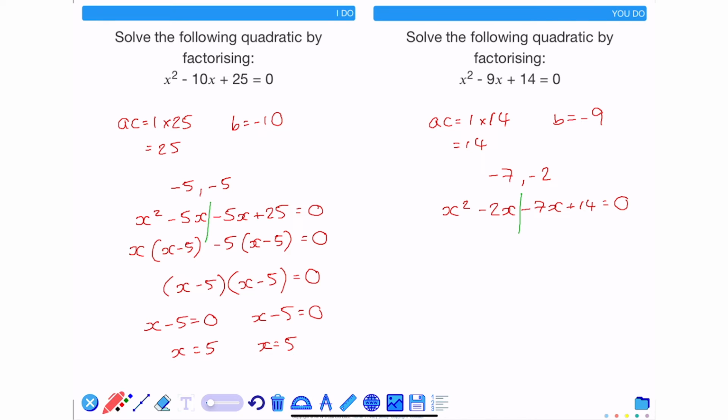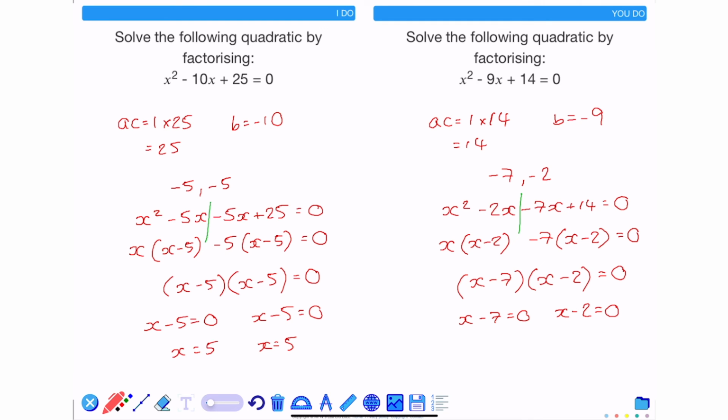Splitting into 2 and factorising each half will give x and x minus 2, negative 7 and x minus 2. Fully factorising leads to x minus 7 and x minus 2. Each of these two brackets could equal 0. So this means that x minus 7 could equal 0 or x minus 2 is equal to 0 if their product is to equal 0.